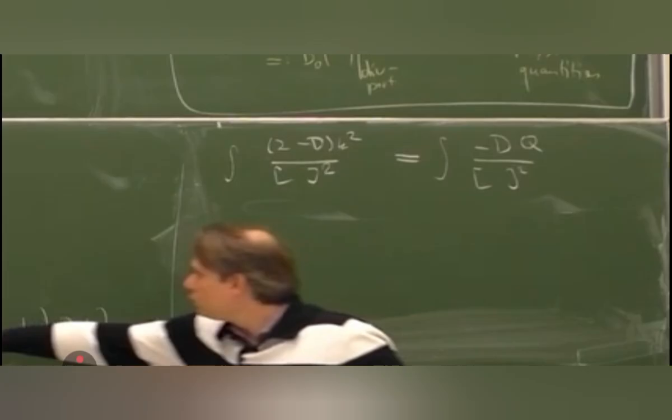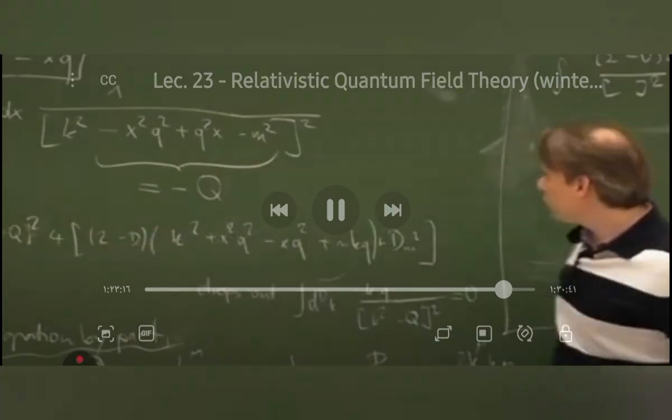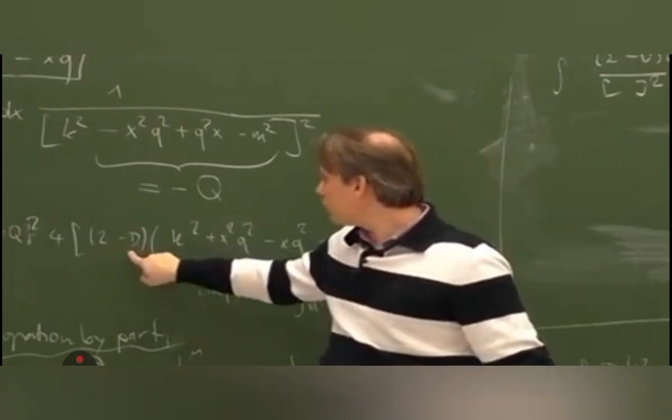And so that is well adapted to our problem, because in our problem the k square actually appears with a prefactor 2 minus d. And now we can directly relate 2 minus d times k square to something else.